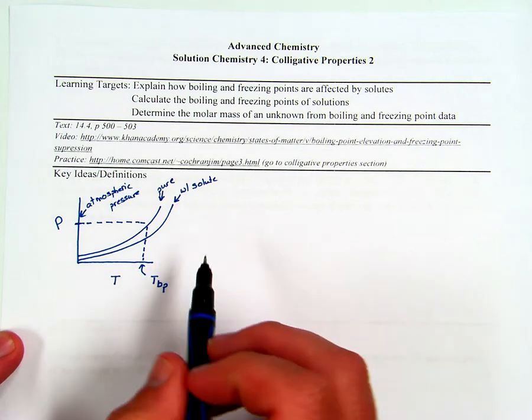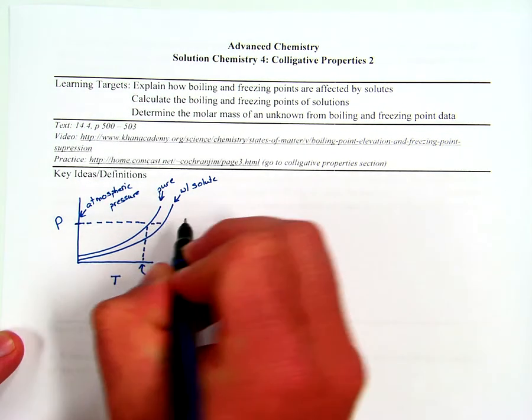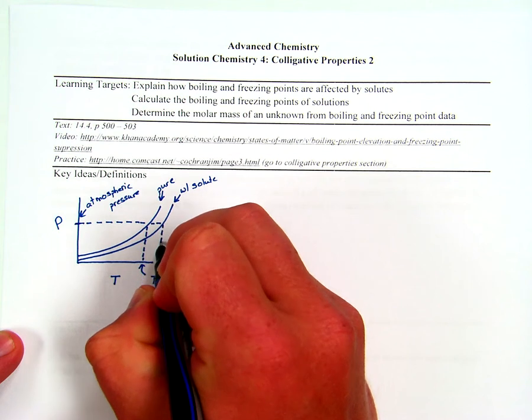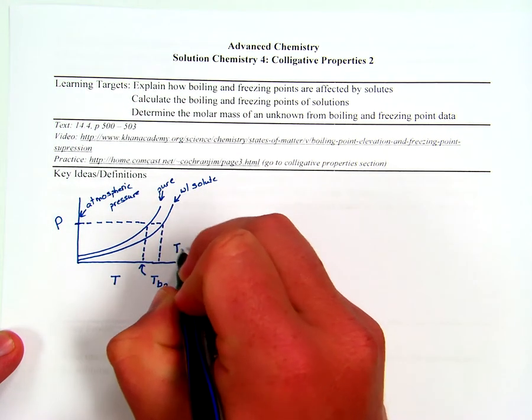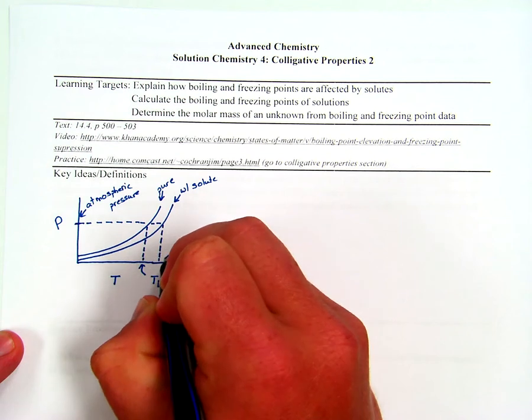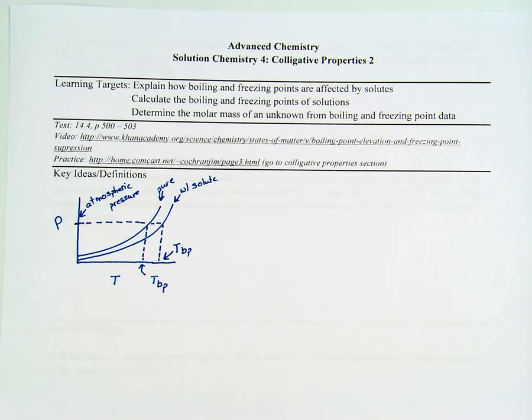So in order to get this to boil, I'm going to have to extend this line a little further, to a higher temperature, and I've run out of room here on my graph. So here is my new boiling point, and I can see that it's gone up. That's why we call it boiling point elevation. We have to get it to a higher temperature in order to get that vapor pressure to increase.